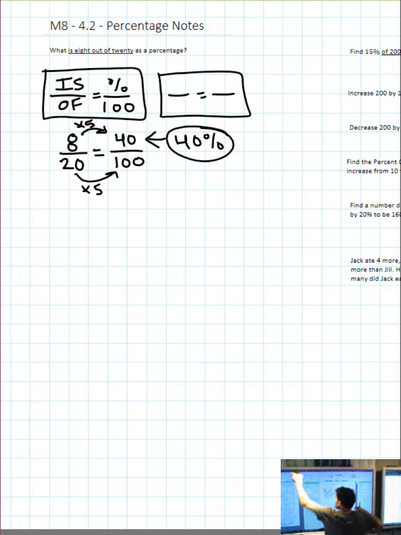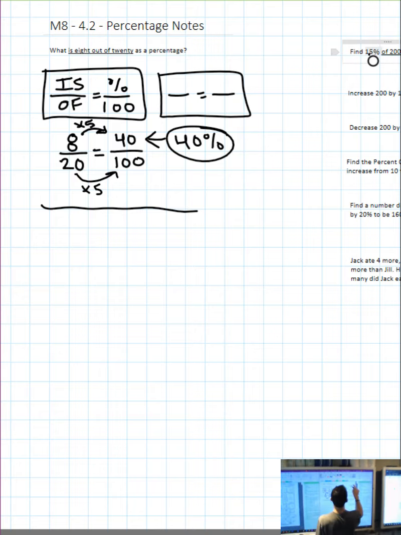Again, as you can see in the notes, there's tons of different ways of doing this. For example, I could use my calculator, and 8 divided by 20 is equal to 0.4. And then through our theory from the last section in 4.1, we could convert that decimal into a percentage.